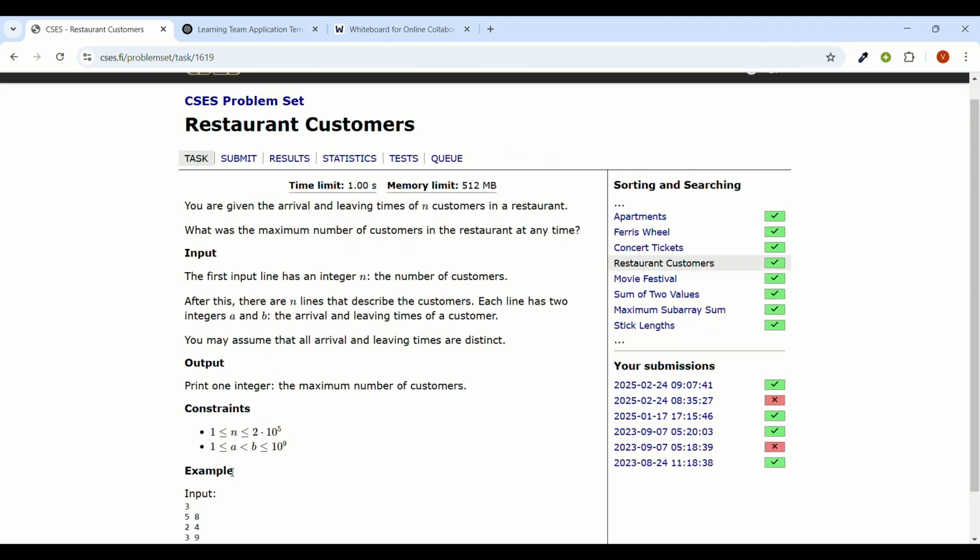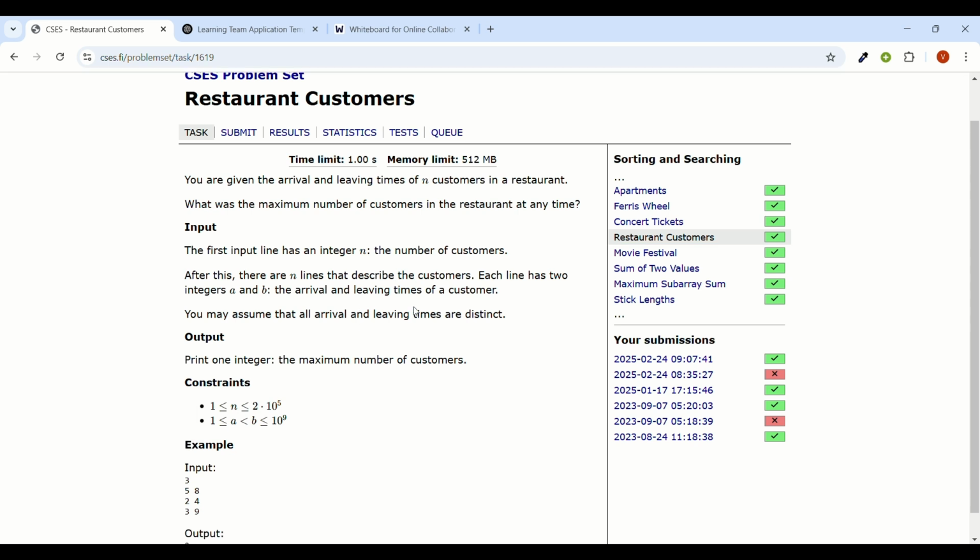First, let's discuss what the problem statement is. In the problem, we are simply given n customers who arrived in a restaurant at distinct times. Then we are given n pairs which are the arrival and departure times for all the n customers. Firstly, we are given an integer for every customer which is the arrival time, and then another integer, the departure or leaving time of that customer from the restaurant.